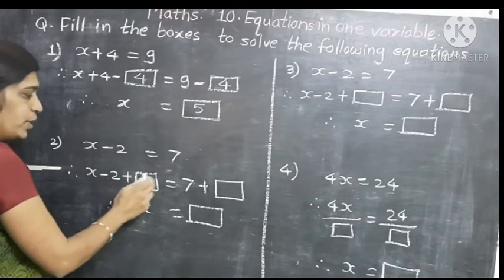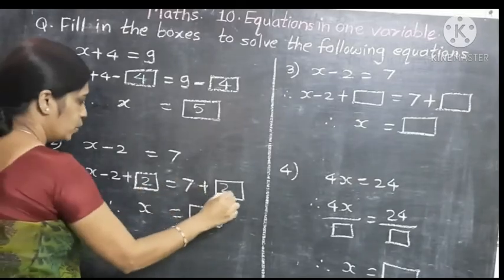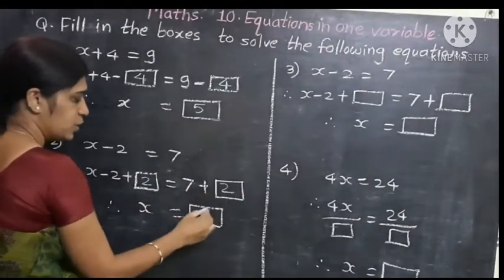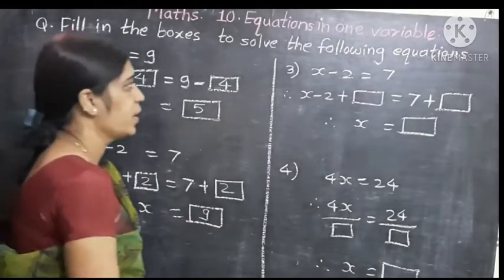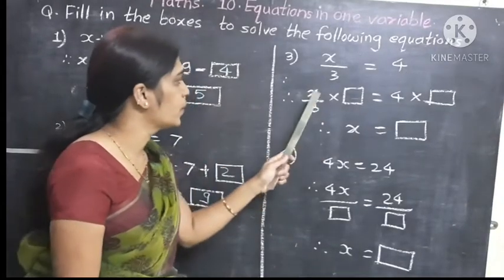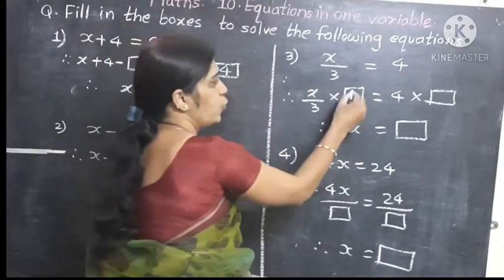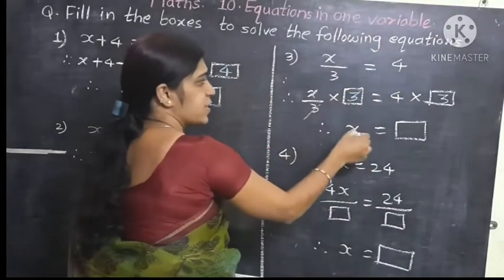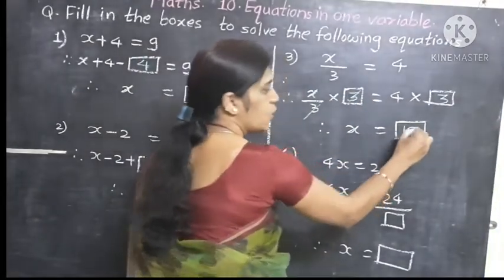Here we add both sides by 2. There 2 gets cancelled. Therefore x is equal to 7 plus 2, 9. In third example, see x upon 3 is equal to 4. X upon 3, here we multiply both sides by 3. 3 gets cancelled, x is equal to 4 3s are 12.